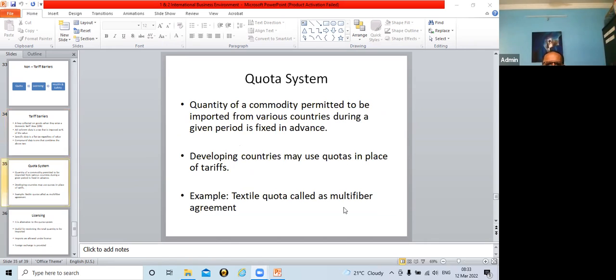Then quota system. Here I have quoted the example of the textile quota, called the Multi-Fibre Agreement. This agreement we have with other countries, and through this agreement, the export business takes place.